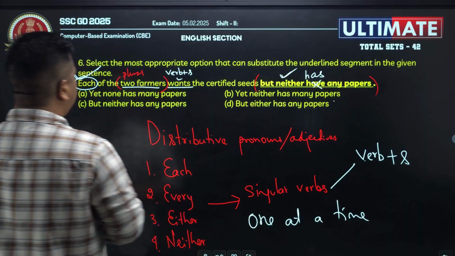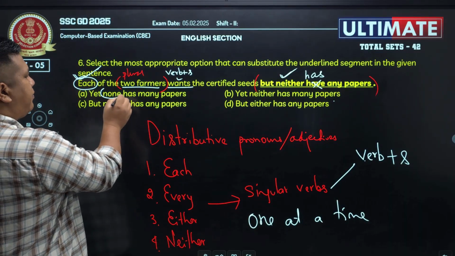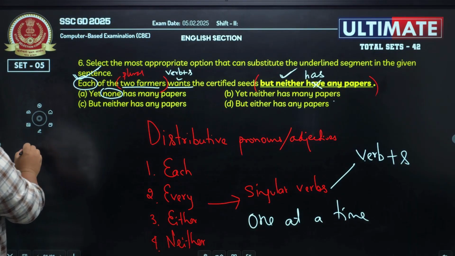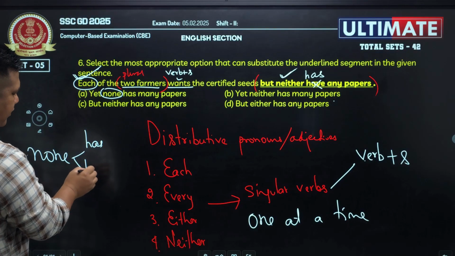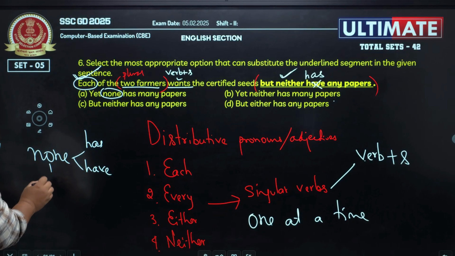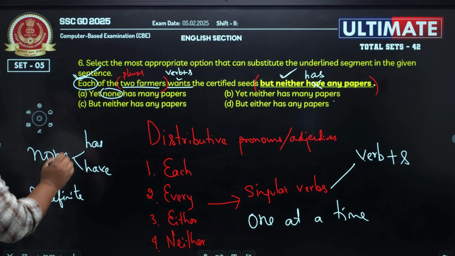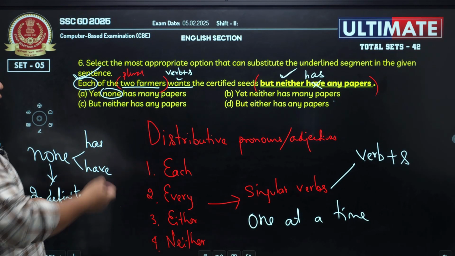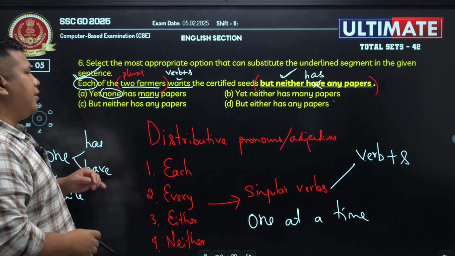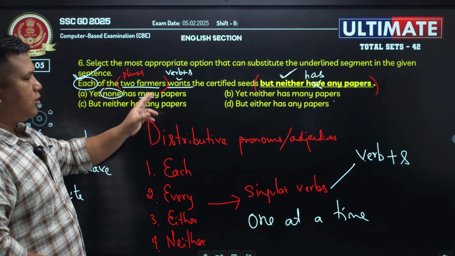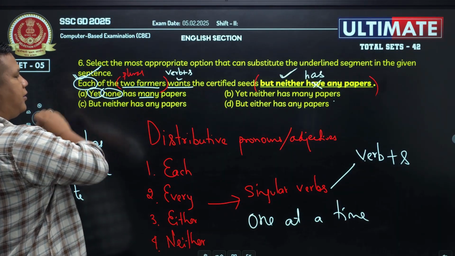Option A. None has many papers. So none is an indefinite pronoun, not distributive. None can take has or have. Indefinite pronouns can be singular or plural. So none has, none have. But none is negative, and many is a problem. Any papers is also like this.